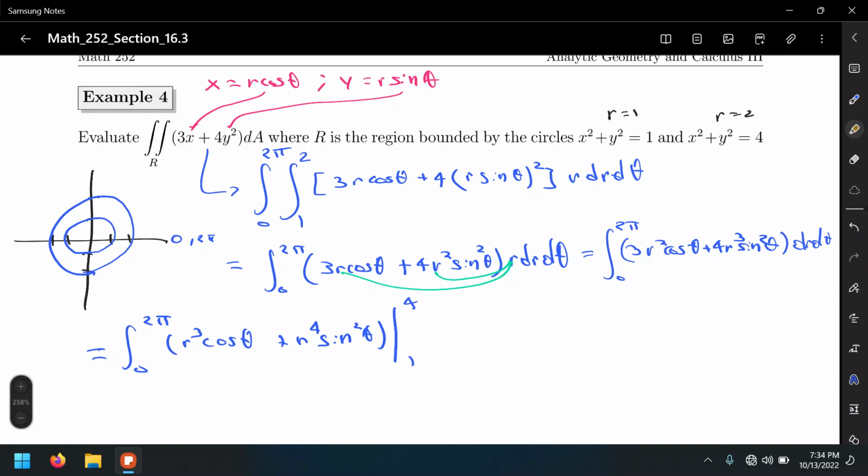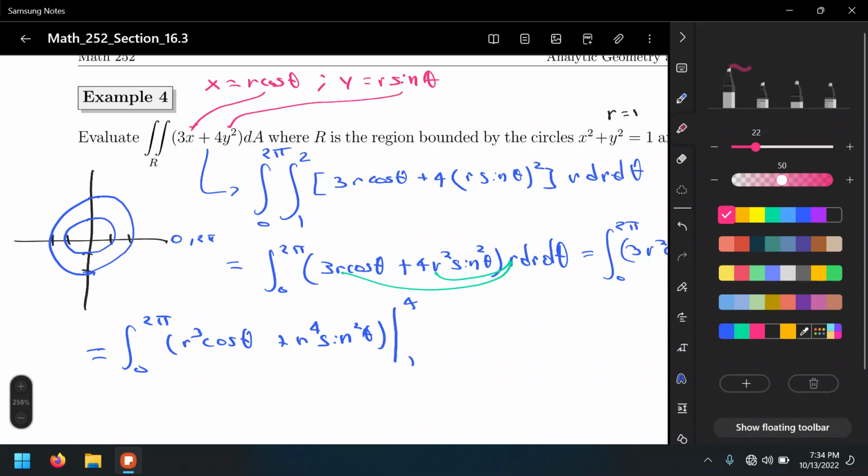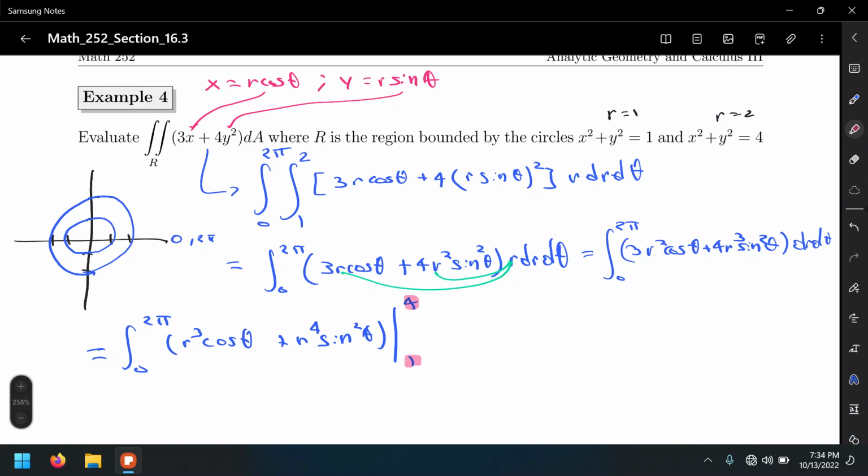And again, we are only integrating from 0 to 2. Yes, thank you, I was looking at the equation instead. So from 0 to 2, but we're only plugging into our r's. All right. So that's going to be the integral from 0 to 2 pi.